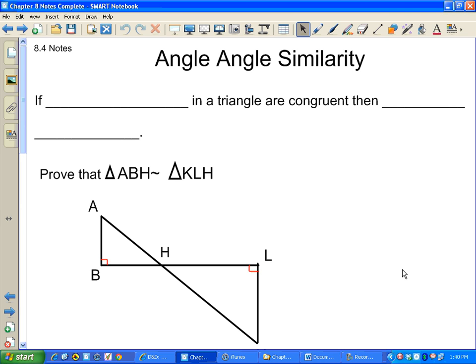Trigonometry is all about right triangles and the relationships within them. So this idea of similarity is a big one, and we're going to be using it to figure out some trigonometry as well. So it's important that you get this. So if two angles in a triangle are congruent, then the triangles are similar.